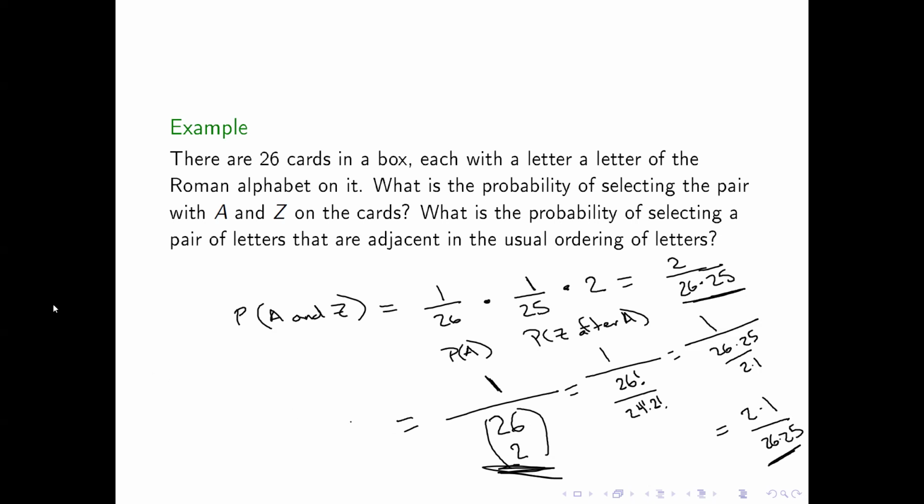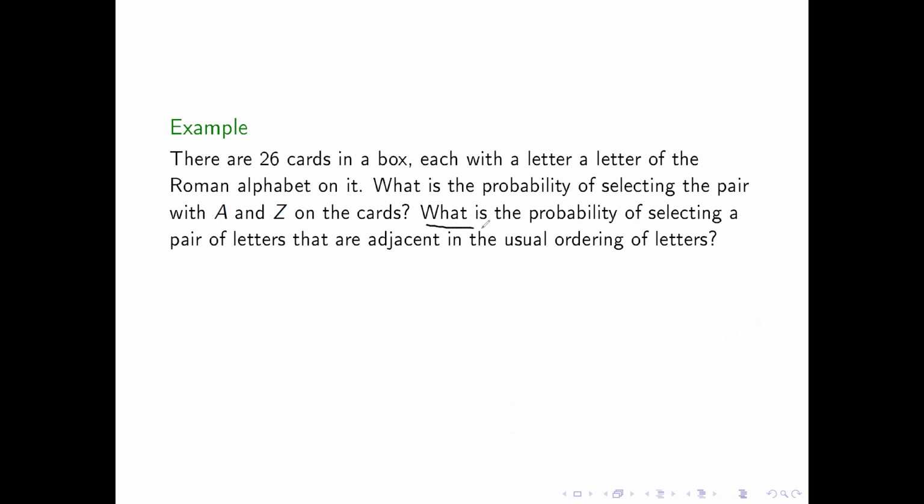I'm going to go ahead and clear this. And that is, what is the probability of selecting a pair of letters that are adjacent in the usual ordering of letters? What I mean by that is pulling out an AB, BC, CD, etc. Not an AZ, because that's not usually considered adjacent. Y is adjacent to Z, but not A. So with that in mind, go ahead and pause the video and answer this question based on how we answered the first one.